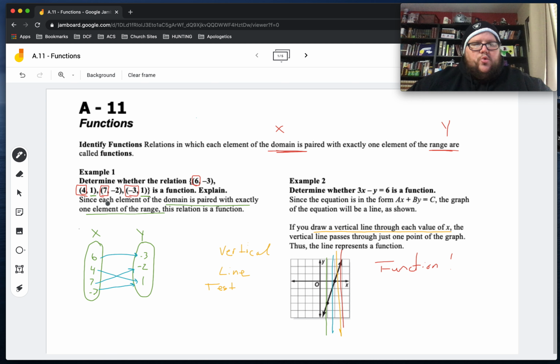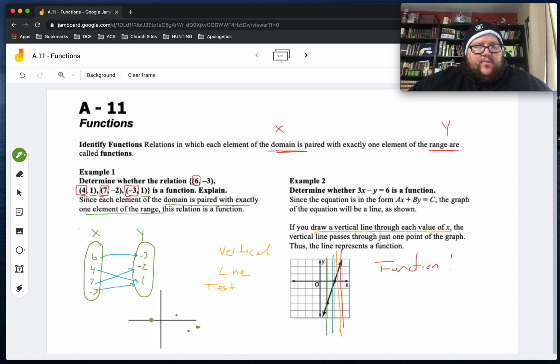If I were to express example 1 as a graph, I'm going to just throw a graph together real quick and plug in the points. It's not going to be perfect, but it'll be good enough for what we're doing. (6, -3) would be here. (4, 1) would be here. (7, -2) would be here.